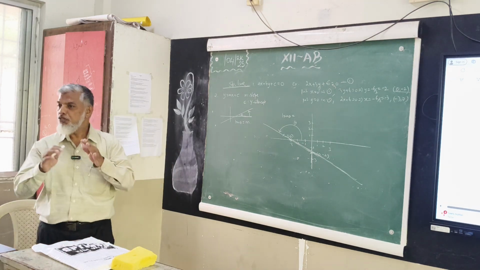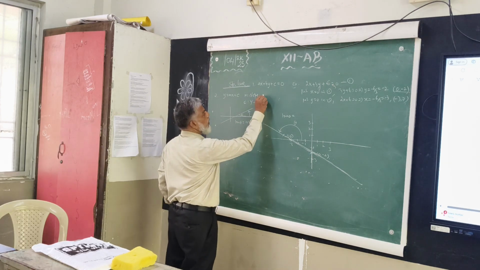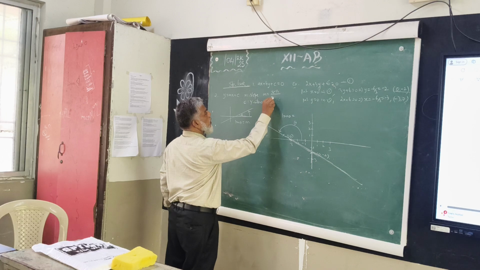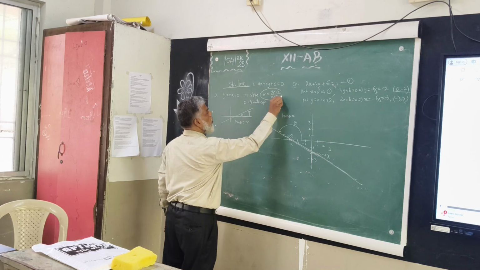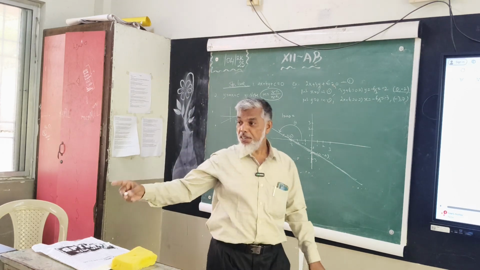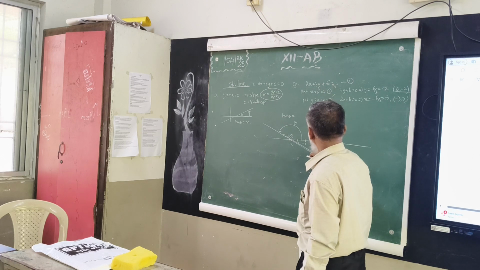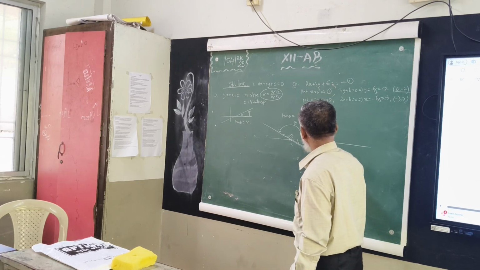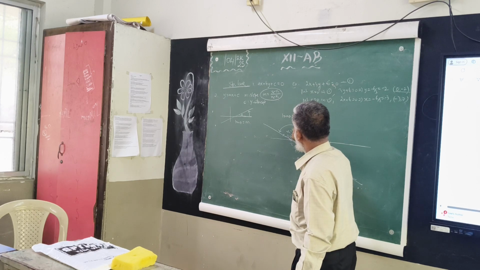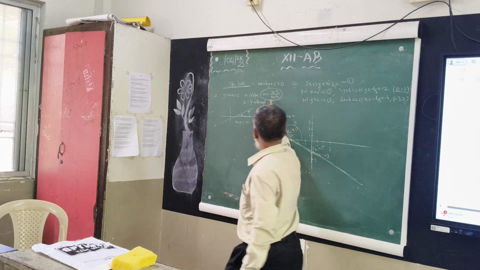If 2 points are given, how to find the slope? If 2 points are given, m equal to y2 minus y1 by x2 minus x1. We already studied this in 10th standard. Now, what are the 2 points here? We know the 2 points. First point is this one, isn't it? So this is your x1, y1. This is your x2, y2.